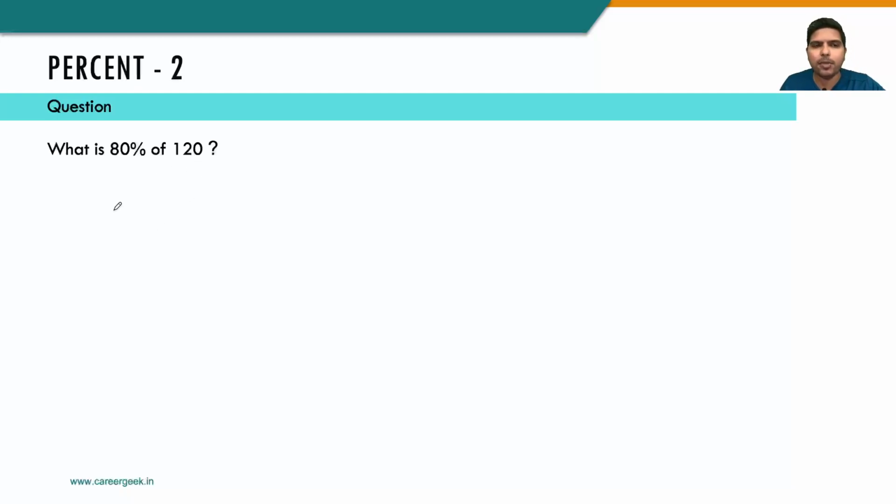So how would you solve 80% of 120? 80% we know is 80 upon 100, of implies multiplication, and 120, right? So this is how you will solve 80% of 120. 8 multiplied by 12, or 96, is the answer. So the basic formula of percentage, if you have to calculate A percent of B, is A upon 100 multiplied by B. This is the first basic formula.